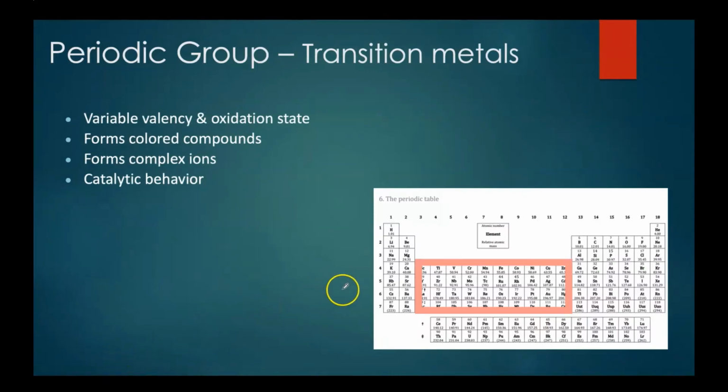And transition metals are located from group 3 to group 12. The elements within these groups are called the transition metals. They have different valency and oxidation states, which also means they have different charges. They form colored compounds, they form complex ions, and they also have catalytic behaviors.